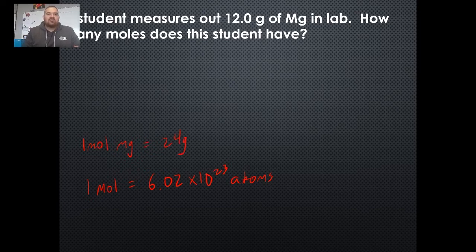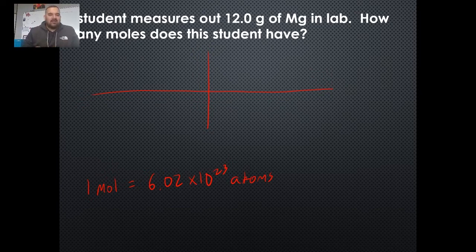So if a student measures out 12 grams, are we able to figure out how many moles they have? Yes or no? Yes, we are. So the way that we're going to do this is using dimensional analysis. What that is, you put a line down the paper, and I'm going to be calling this the train track. Later on, it's going to look like a train track. It just goes on and on. So we're going to be calling this the train track.